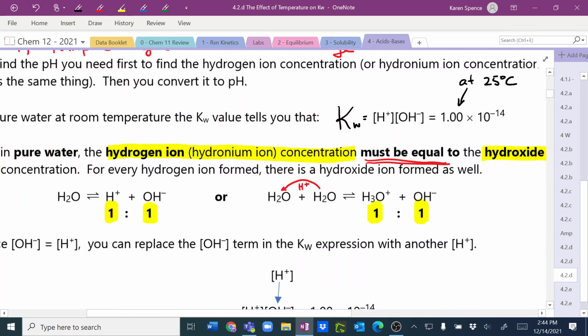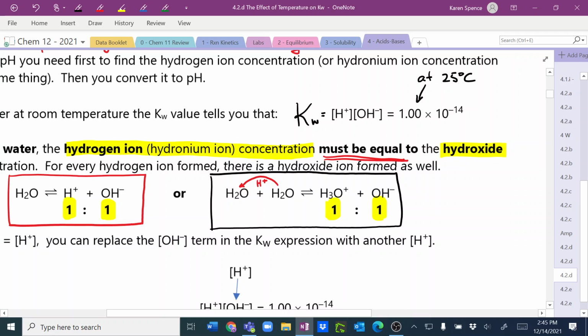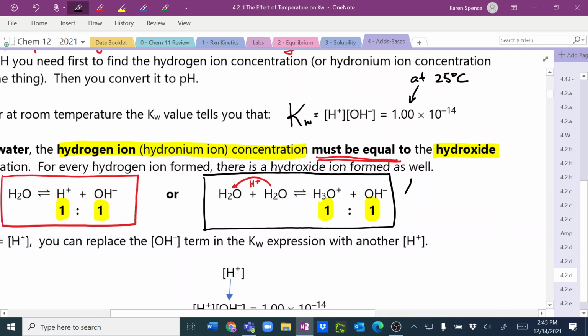Do you remember what we call this process that's happening here? This is the autoionization, yes.